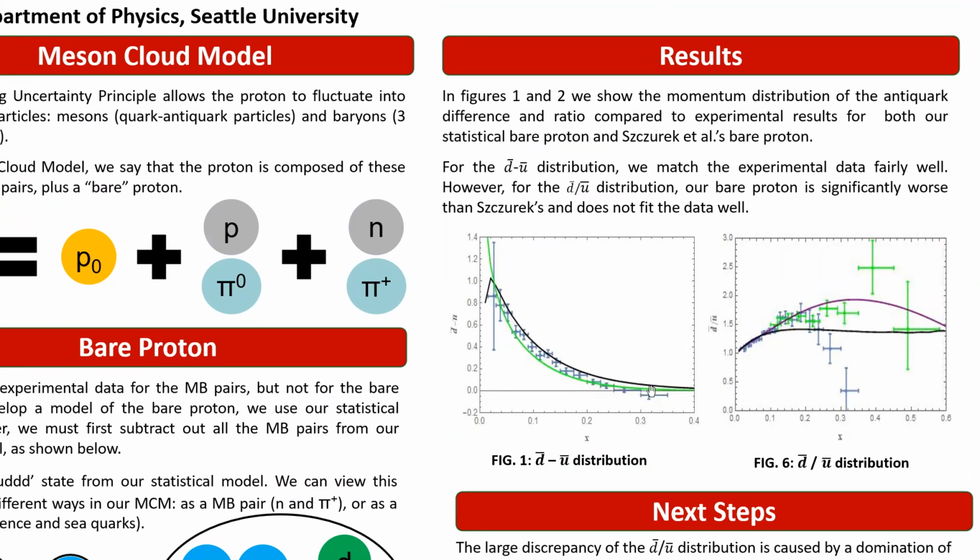And here you can see both models fit the D bar minus U bar distribution pretty well. So on the right-hand side, we have on this x-axis here, we have momentum. And on the y-axis, we have the number of D bar quarks minus the number of U bar quarks. And then this graph here to the right, we have the number of D bar quarks divided by the number of U bar quarks. Same, the x-axis is our momentum. And initially, both models do a fairly good job of describing the data. However, you can see after about 0.2, we don't do a great job.